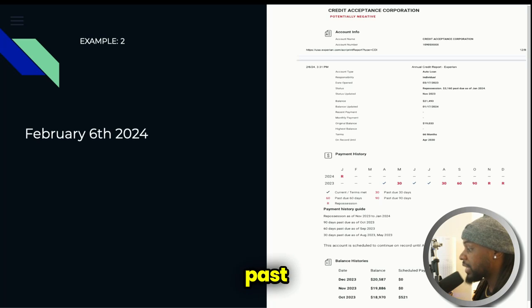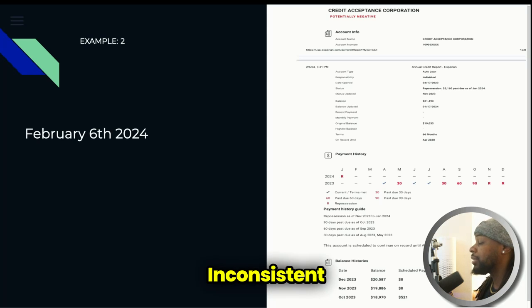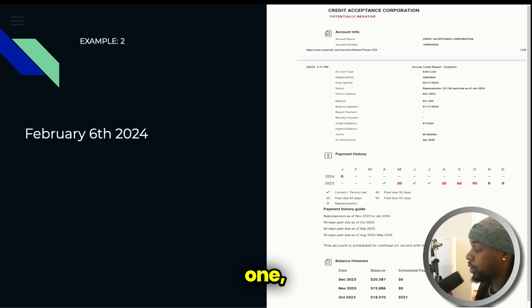We also have a past due amount of $3,160 as of January 2024. We could take a look at that, but we can also compare all three reports and see if any of our information is actually inconsistent. And that's the other thing. Inconsistent information is one of the best ways to get an account deleted. And this one, I believe, did have some inconsistent information.